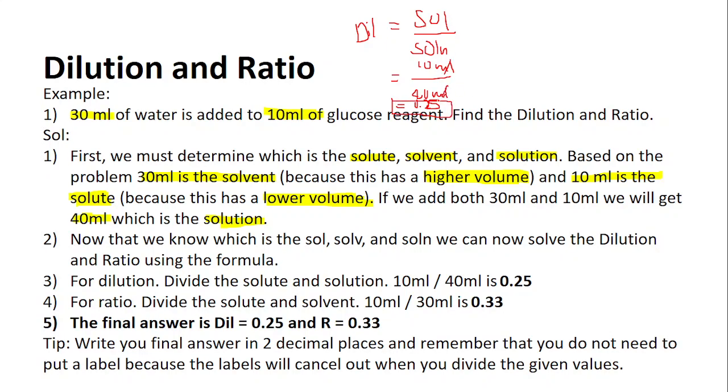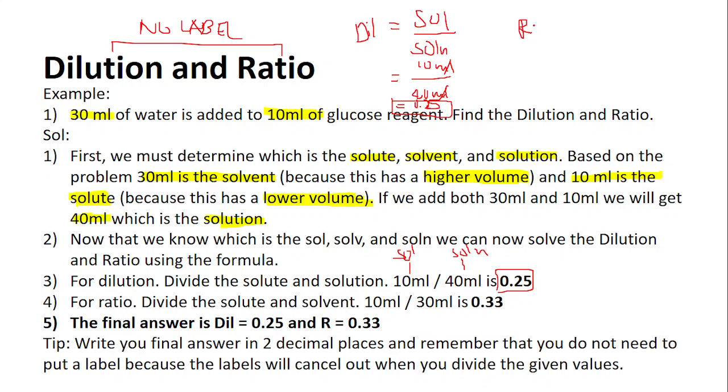So, ml will be cancelled. Remember, dilution and ratio have no label, because when you divide to get your final answer, the labels of your units cancel out. So again, 10 divided by 40: this is your solute, this is your solution. Solute 10 ml divided by 40 ml solution. Your final answer is 0.25.